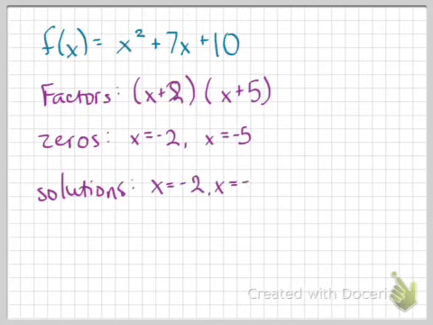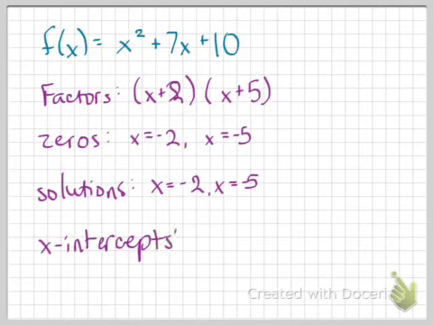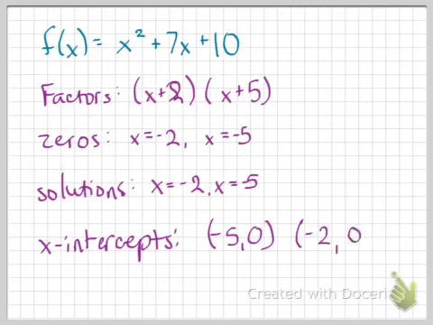Now zeros and solutions are the same, and I need to write my x-intercepts. So the x-intercepts, where it crosses the x-axis, are going to be the points negative 5, 0, and negative 2, 0. Now look at the difference in the signs here. Zeros, solutions, and x-intercepts all have numbers with opposite signs than what appears in the factors. This is sort of an artifact of the fact that we set the factors equal to 0 and then solved them before we went on and wrote these other items. It was necessary, and this is sort of the effect that it creates.